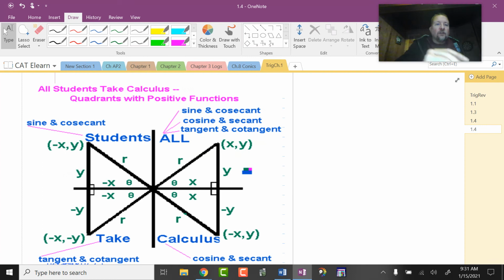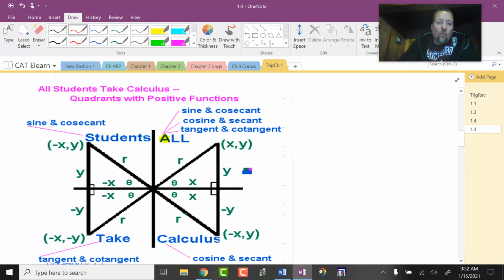But what all students take calculus is an acronym, or a mnemonic device would probably be a better thing. I can't think of another one. Roy G. Biv, that's for the colors of the rainbow. But that's just all the first letters. I'm trying to think where you use different words, but it actually makes you remember something else. But anyway, all students take calculus. This is what this does for us. Well, let's analyze what all means.